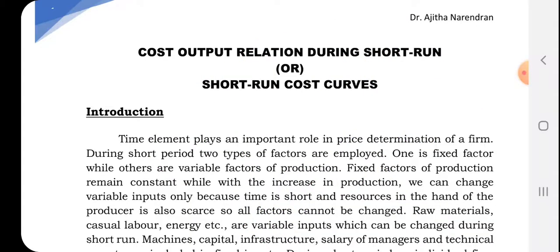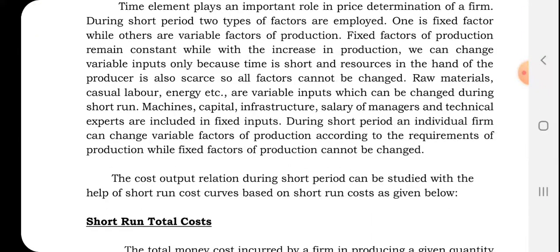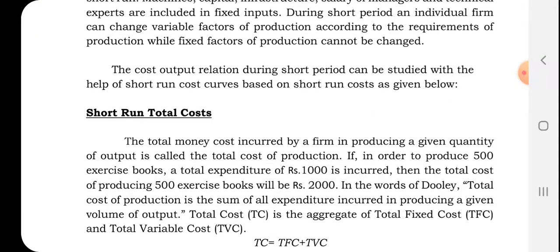During short period, the producer does not have enough resources to increase the fixed cost also. Machinery he cannot acquire, but during long run he may have enough resources that in order to increase the production he can increase the fixed factor too. Let us see what are the different cost curves. Let us see the first one, total cost.